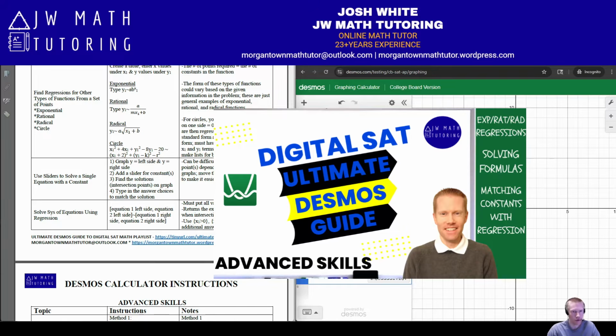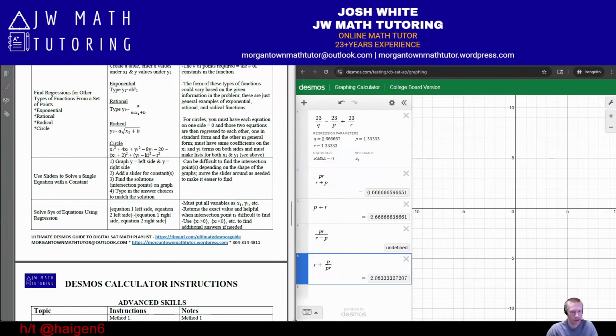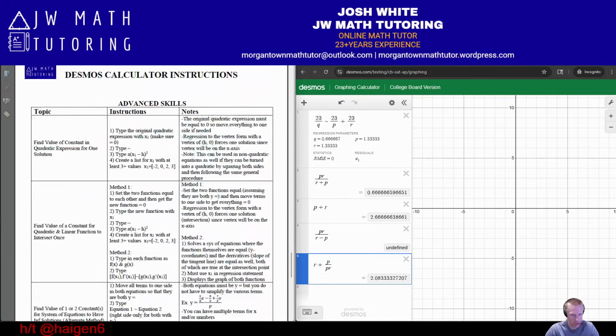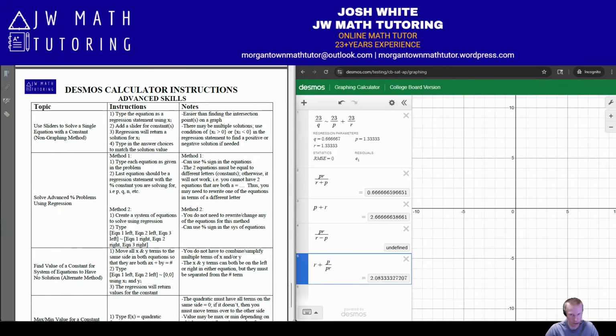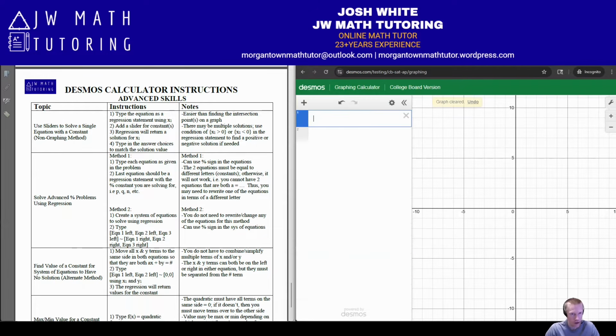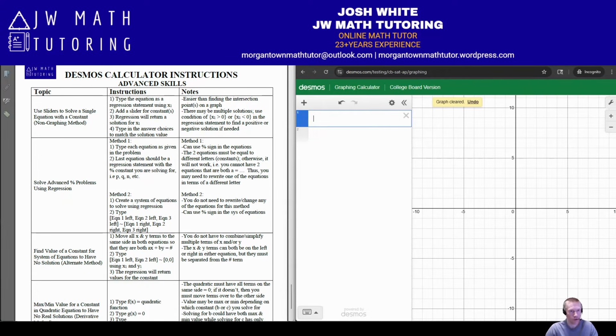Basically what I had to do is graph the left side and the right side of the equation and then find the intersection points to get the solutions. But you actually don't have to do that. And this method using regression is going to be a little quicker and easier because it'll just give you the value right away. You don't have to search for anything on the graph. All right, so essentially what we're going to do is we're going to take the equation that you're given.